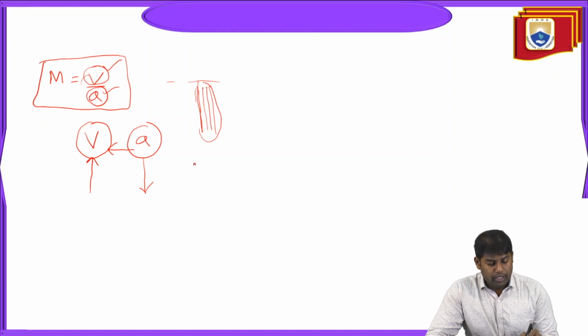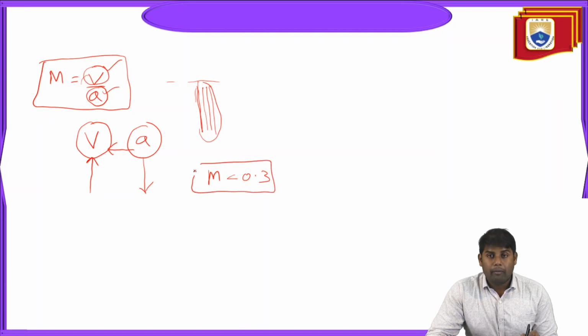Now we have seen the characterization of the Mach waves. We say that if Mach number is less than 0.3, the flow is incompressible. If Mach number is in between 0.3 and 0.8, the flow is called subsonic.